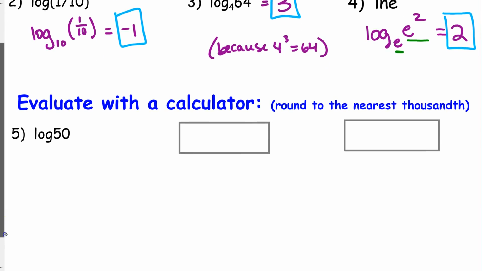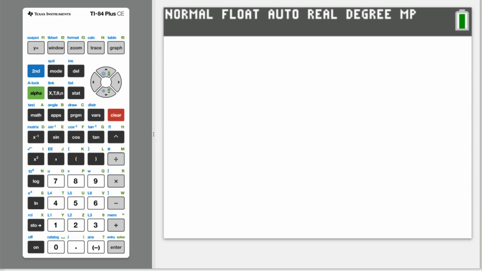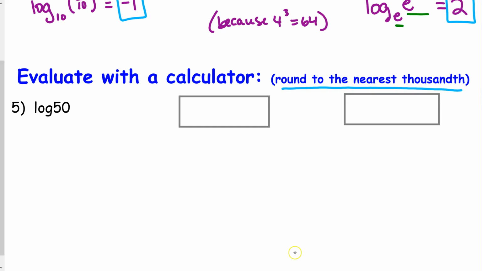Now with the calculator, you just follow whatever rounding instructions you're given in the problem. In this case, round to the nearest thousandth. So that would be 3 decimal places. Log of 50. So grab your calculator, look over here next to the 7, there's a button that says log. That is log base 10, that's common log. So you just have to press it, type the 50, and there you go. And we can round that to 1.699.